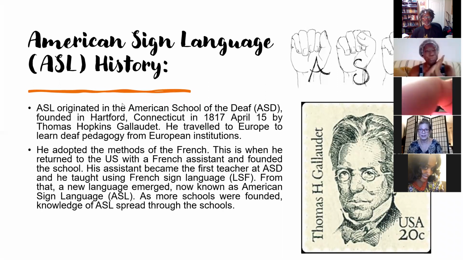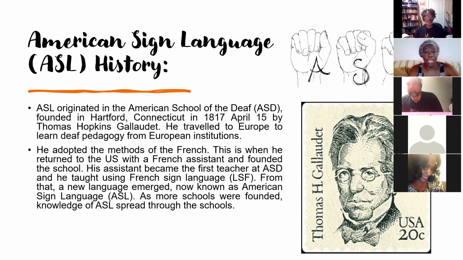Okay, first, I want to start with a little bit of the history, not the full history, but the beginning parts of the history of A.S.L. And I'll just read the 2 bullet points. A.S.L originated in the American School of the Deaf, or ASD, founded in Hartford, Connecticut in 1817, April 15th, by Thomas Hopkins Gallaudet. He traveled to Europe to learn deaf pedagogy, I guess. It's like a certain way of teaching. He learned a teaching style. That's what that word means.